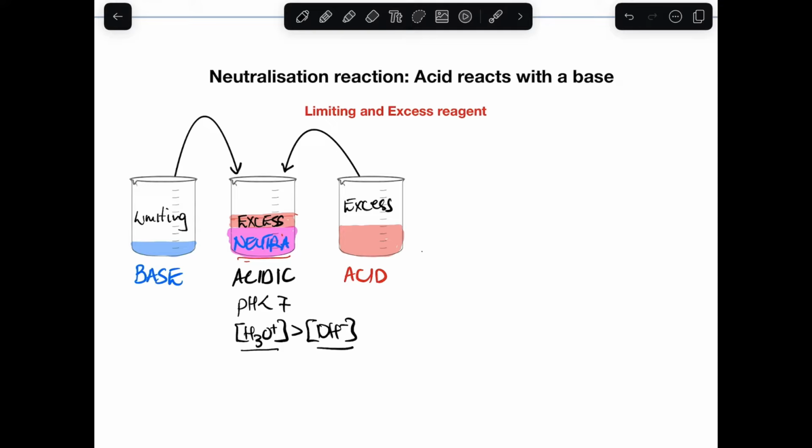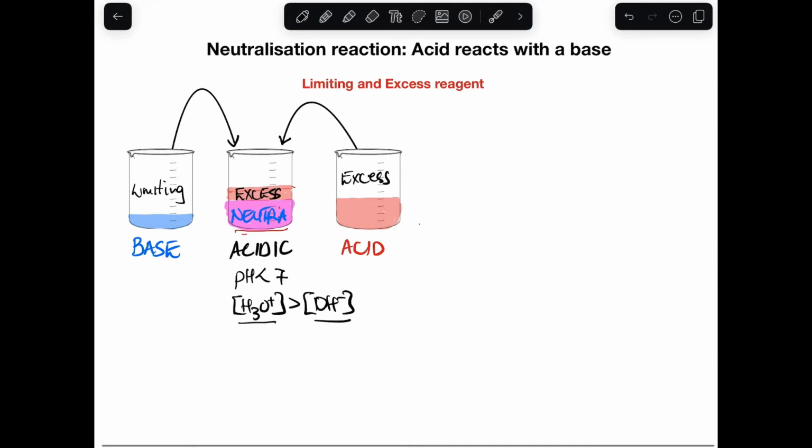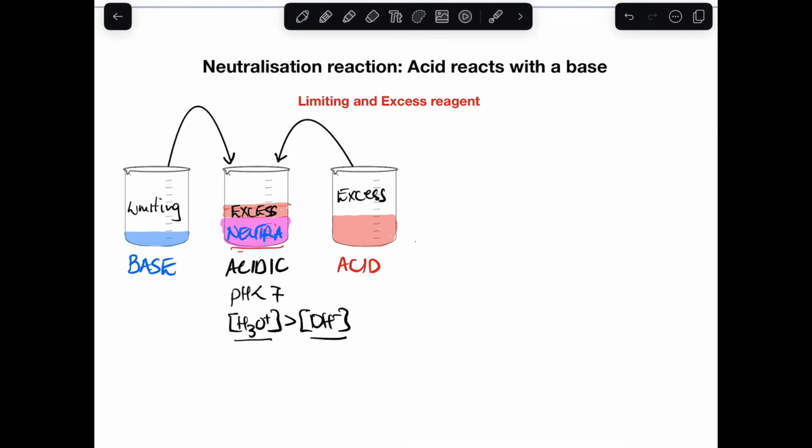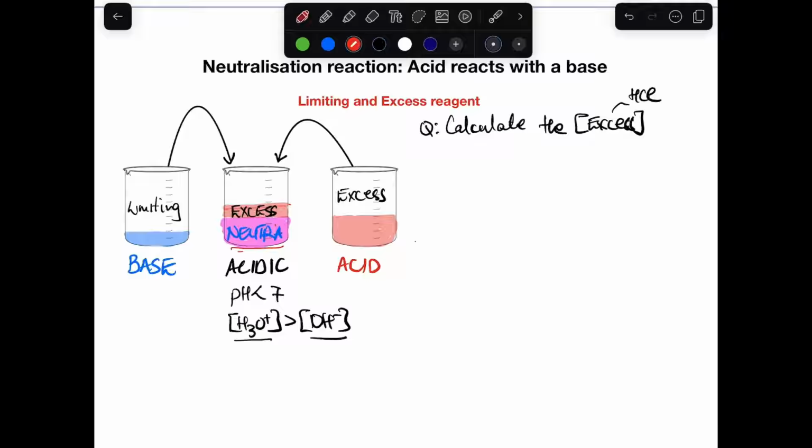So guys, in these questions, there are steps that you need to follow. Let's say the question says calculate the concentration of the excess. We know which one is the excess here. The excess here is HCl in this case. So here are the steps that you need to follow.